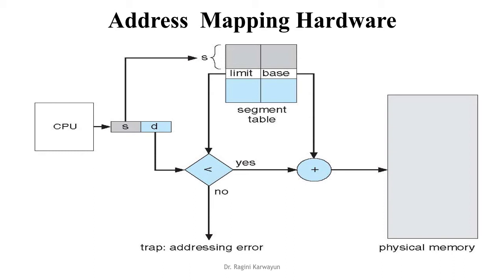Otherwise, the hardware sends a trap to the operating system citing an addressing error, because that particular address is trying to specify an address that does not belong to this segment. For example, if a segment is of 100 words and the logical address has 120 in place of the offset.